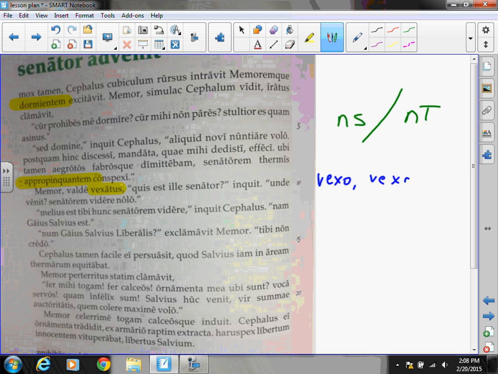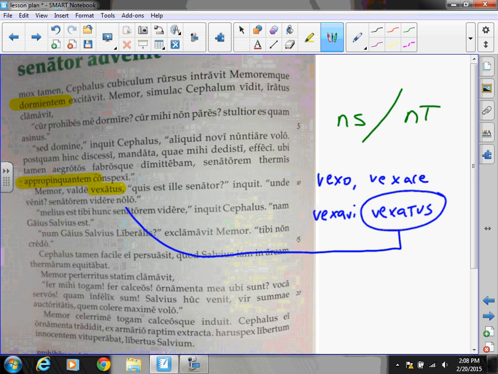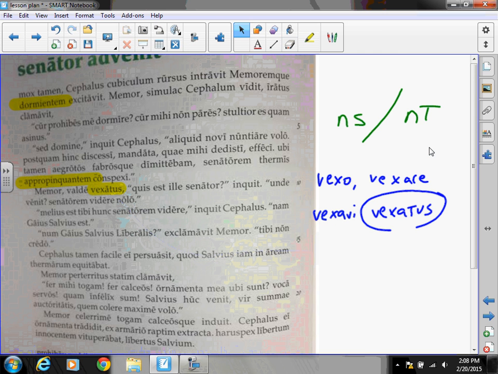Those are our present actives. And then it's going to have vexavi. And then the fourth principal part is vexatus. This is the perfect passive stem, and that's why that is a perfect passive participle. As I continue on, do I see any more? This one right here, participles, is from the fourth principal part, so it is a perfect passive participle.